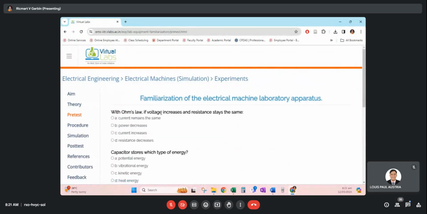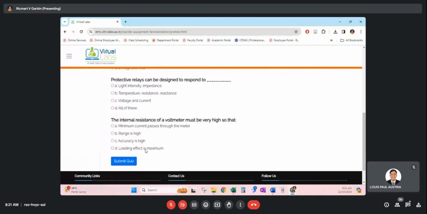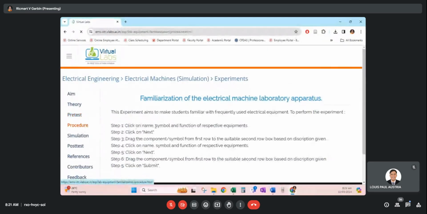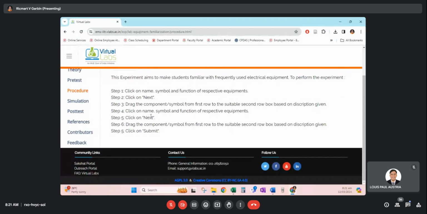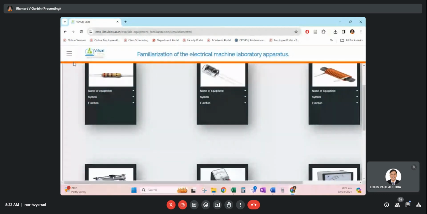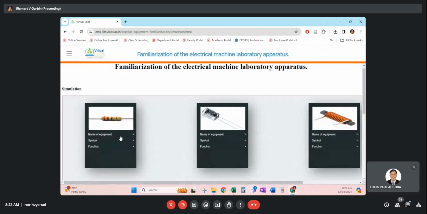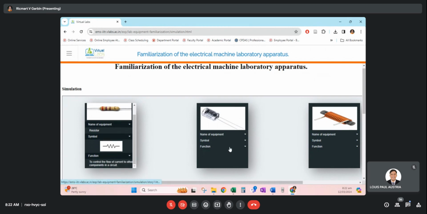Then we have here a pretest. Pwede nyo sagutan itong pretest na ito. You can submit your quiz. Then the procedure is here. Makikita nyo naman yan. Ito yung step-by-step procedure. Then, when you click simulation, ito yung mga makikita nyo. Nandiyan na yung mga equipment natin. If you click the arrow down, makikita nyo yung name of equipment, yung symbol, tsaka yung kanyang function. Same as yung sa iba.